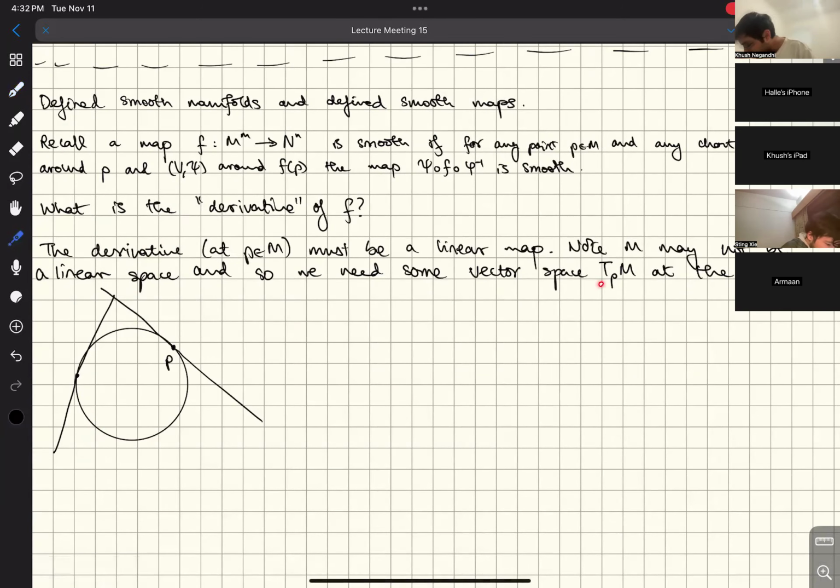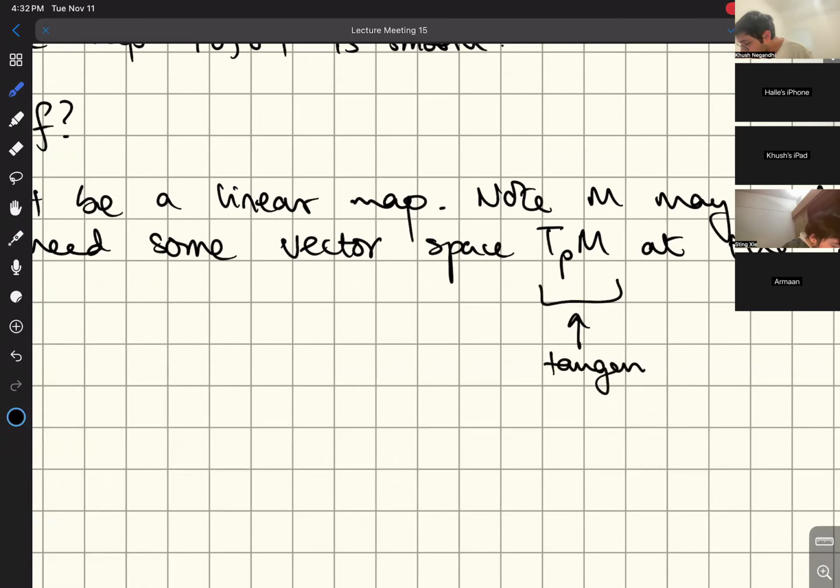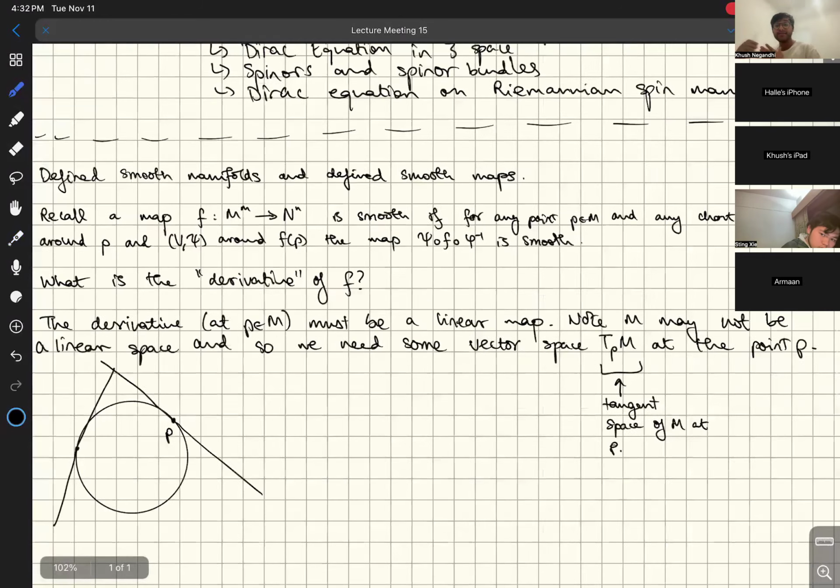This is why I call them TPM, because this will be the vector space that we want our derivative to act on. It will be the tangent space at P, the tangent space of M at P. And one way to think about this is the best linear approximation to my function, sorry, to my surface.